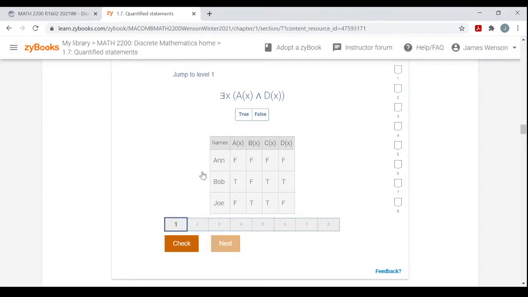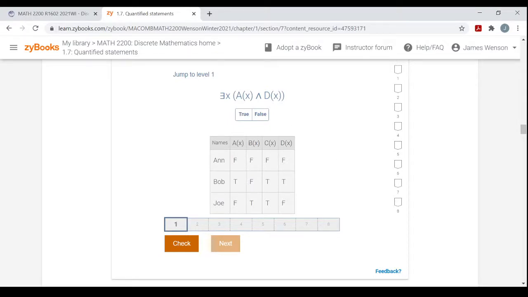So here our domain is Ann, Bob, Joe, just these 3 people. And we have 4 predicates, A of X, B of X, C of X, D of X, and then the truth values for each of these inputs, for each of Ann, Bob, and Joe. We're given the statement, there exists an X, so at least one of Ann, Bob, and Joe satisfies the statement: make A of X and D of X true.